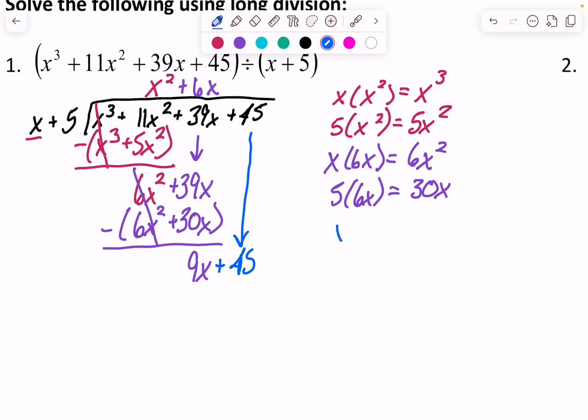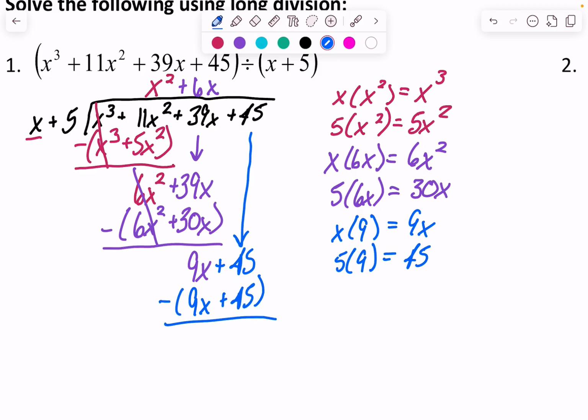So now x times what gives me 9x? 9. Then I multiply my 5 times 9, get 45. Then I write that down below, put parentheses around it, and subtract it. And everything cancels out, so I don't have a remainder. So my answer is up here.